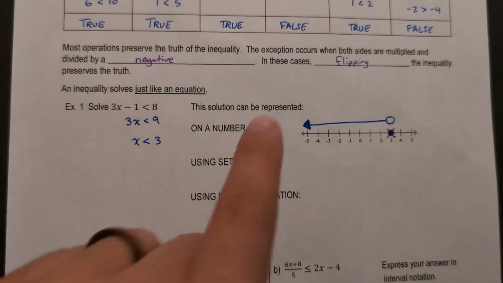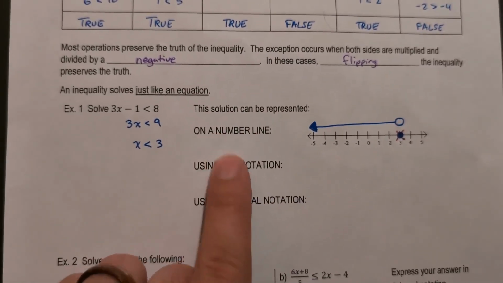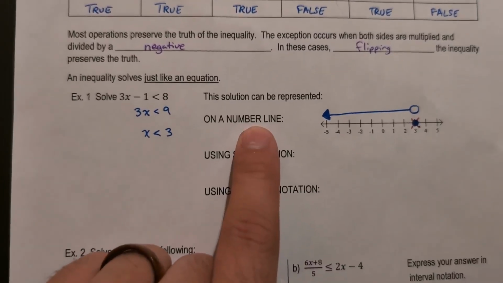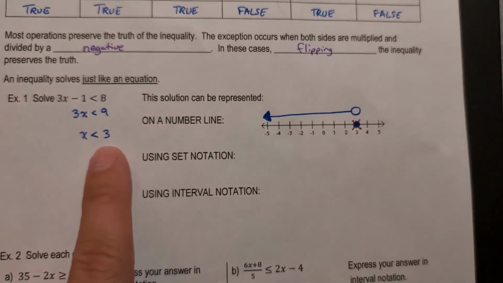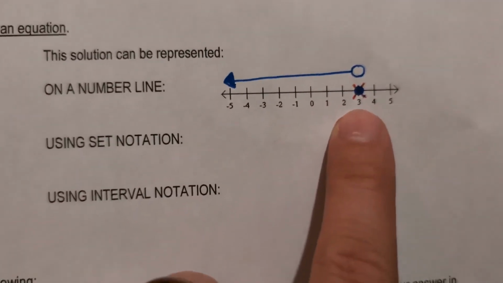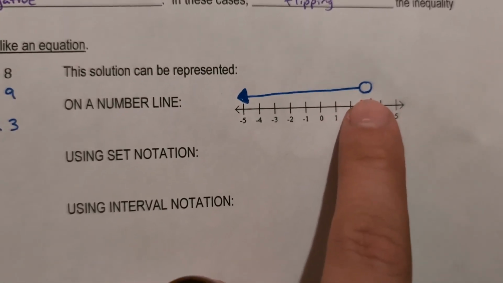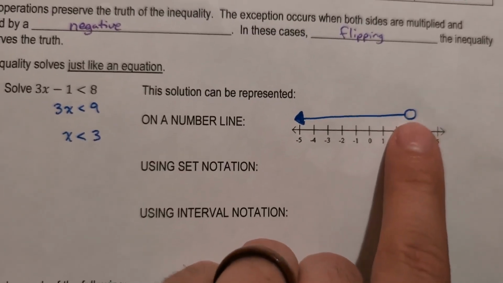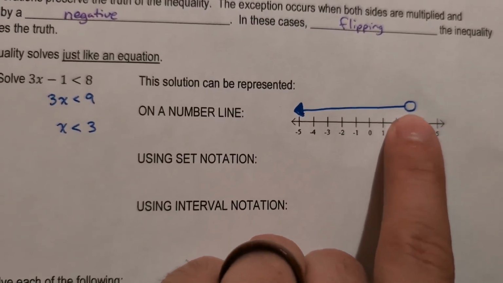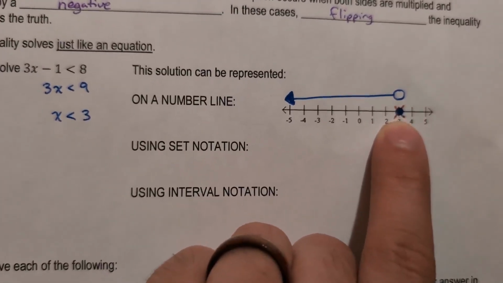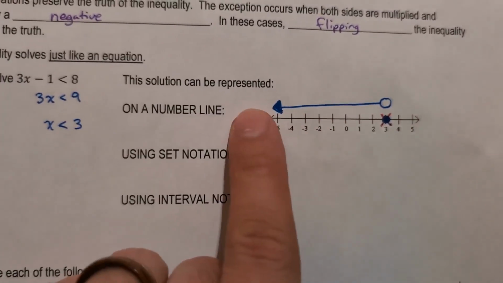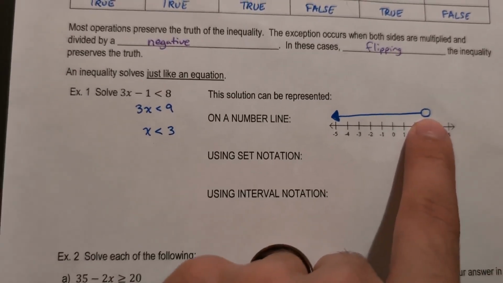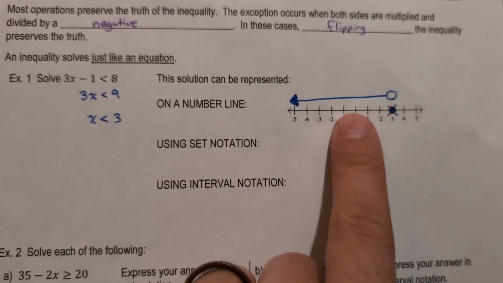And so our solution can be represented in one of 3 different ways: on a number line, using set notation, or using interval notation. So on a number line, we want x to be less than 3. And I actually already messed this up. If we want x to be less than 3, we don't want to include 3. It's not less than or equal to. We're going to put an open circle, not a closed circle. So I've crossed this out. We need an open circle because we don't want to include the 3. And then we'll use our arrow over to all the negative values. So that way it's saying that we go up to 3, but not including 3.